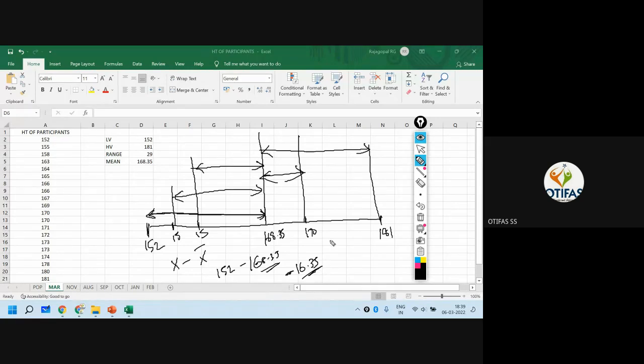So let's do that. The first part is x minus x bar. Let us call it x minus x bar. So it is equal to this value minus 168.35.